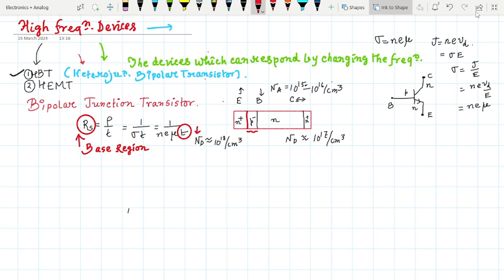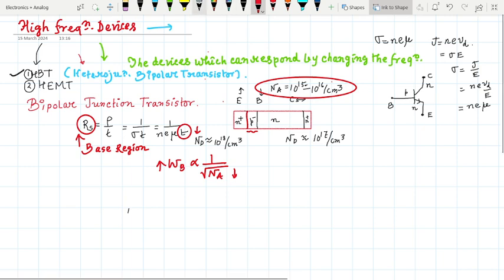Again, since the carrier concentration is very low, what we have studied is that the depletion width is directly proportional to the square root of the carrier concentration. So by decreasing the carrier concentration, the depletion width is increasing. So the depletion width across the EB region will be very high, such that it will enter into the emitter region also.